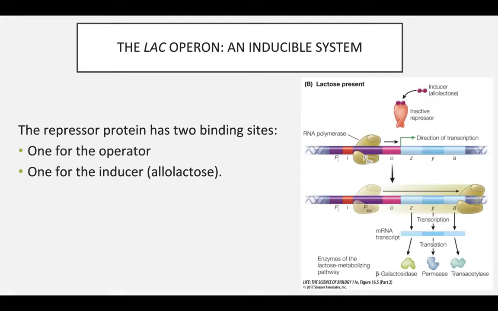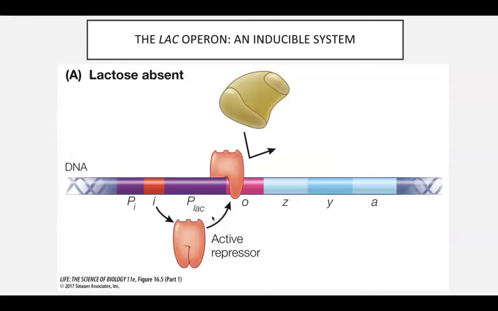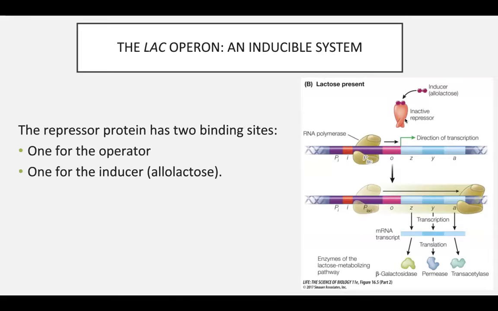Okay, so in this case, the repressor protein has two binding sites, one for the operator, one for the inducer. So now lactose is present. When lactose is present, the inactive repressor binds to the inducer, which is allolactose. That causes RNA polymerase to then bind to the lac operon. So as seen here, the repressor is usually active and inhibiting any RNA polymerase transcripts being formed. But allolactose binds to the repressor, which causes the repressor to detach from the transcript.